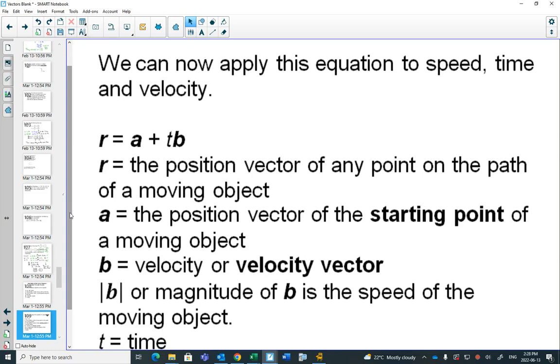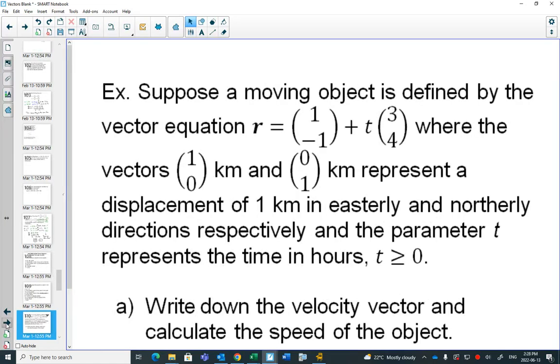So like I said, now the things that are going to change is A is going to be a starting point. Your direction vector is going to be our velocity vector because it will tell us how far we go in 1 unit of time. And the length of our velocity vector will be the speed of the object that's moving. So we'll start off with a 2-dimensional question and sort of imagining that you're looking at something from above traveling on the ground.